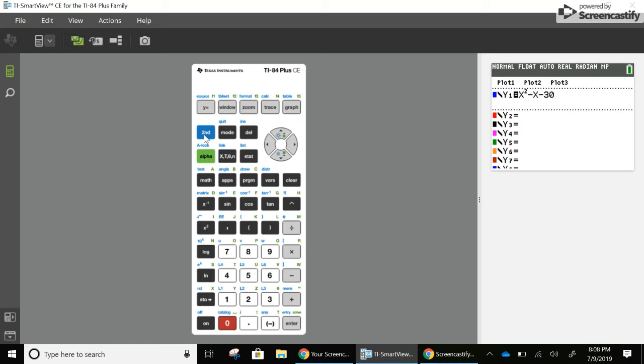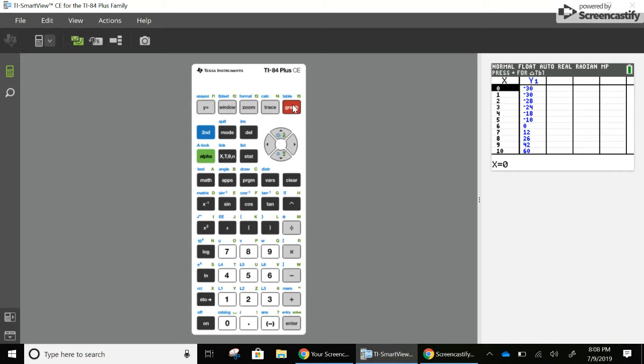Now there's a couple things we could do. We could actually go look at the table. The table, if you notice, is in blue right above the word graph. So we'll hit the second button, which is blue, and hit graph. And then you see that we have our table over here. To scroll up and down the table, you just use the arrows up and down.